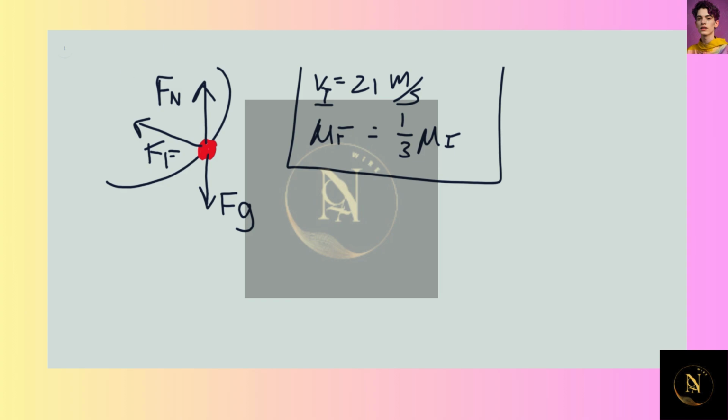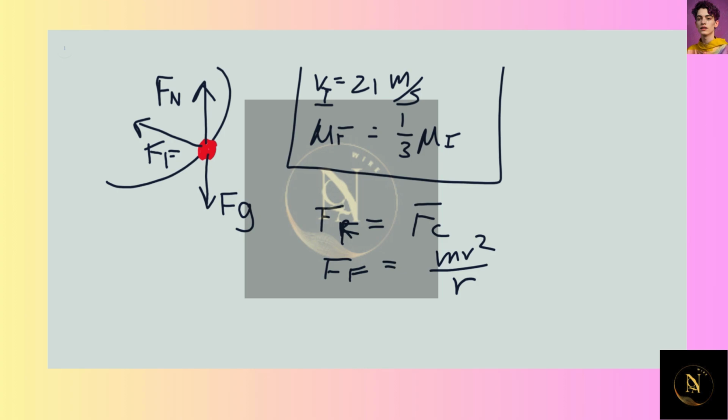Now I've drawn a free body diagram here on the left showing the normal force canceling out the gravitational force, as it always does in these problems, and the frictional force pointing inward. So the frictional force must be responsible for our centripetal force. So F_f must equal mv squared over r.